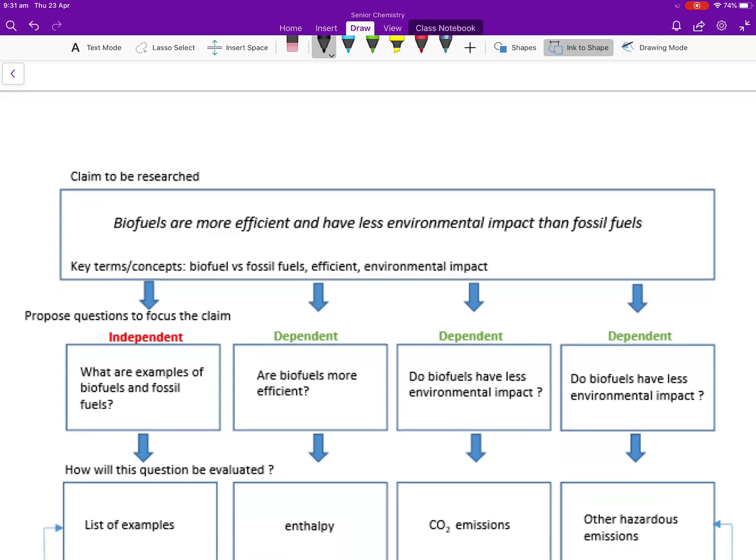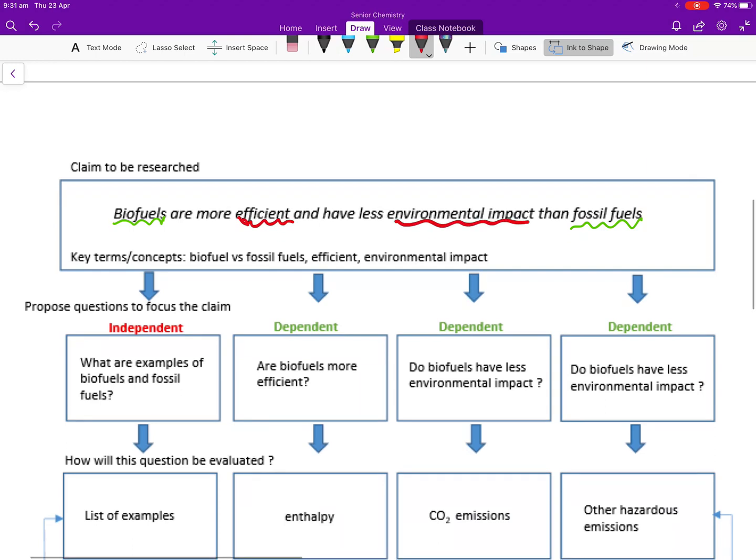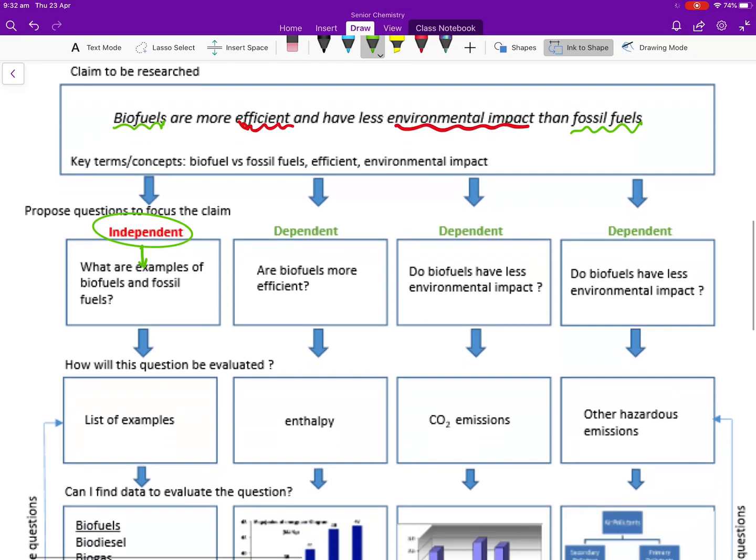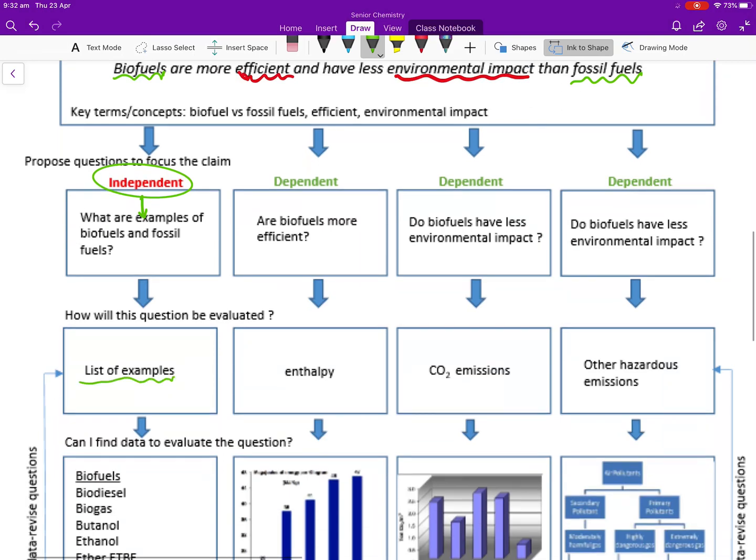Okay, so let's get back to this example. So again, we've got biofuels and fossil fuels, our independent variable, and we're going to assess this on efficiency and environmental impact. I'm no expert on biofuels and fossil fuels, so the first thing that I needed to do was ask, how can I make biofuels and fossil fuels more specific? And I said to myself, okay, what are some examples of biofuels and fossil fuels? Because these are very general terms. How can I evaluate what are biofuels and fossil fuels? Well, I can just go and find a list of examples.